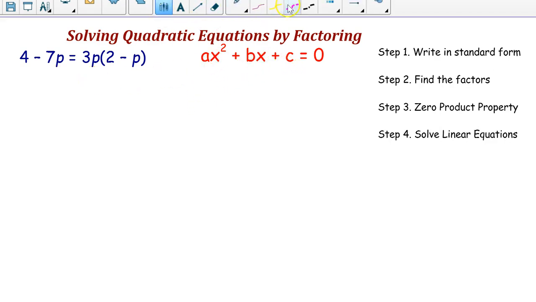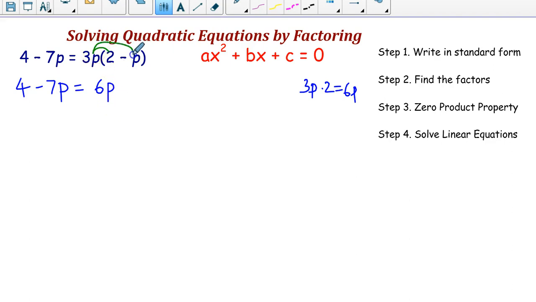Okay, let us try. Here in the first step, on the left hand side, I have nothing to do. I'll just write down 4 minus 7p. But on the right hand side, it is a multiplication. 3p is multiplied with the 2 minus p. So making use of the distributive property, I'll write down this is 3p times 2. That is 3 times 2 is 6, and the p, 6p. So I'll have 6p.